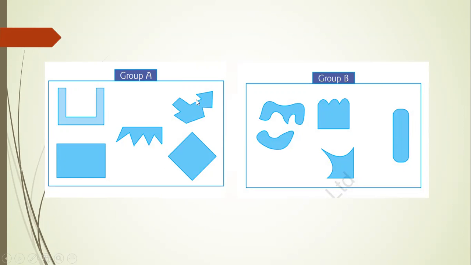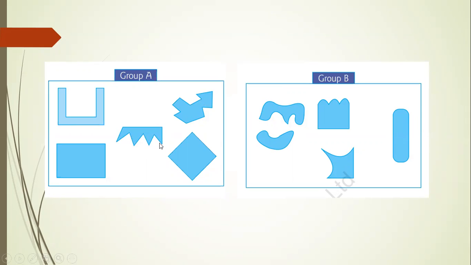If you can see in Group A and Group B, both are closed figures. What do you mean by a closed figure? It is a figure where the starting and end point are the same. For example, if I start from here, I went there, then I have crossed over here. By crossing like this, I came back to this point.